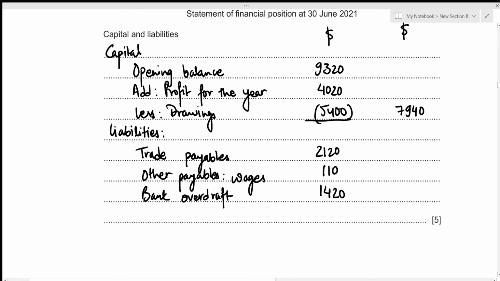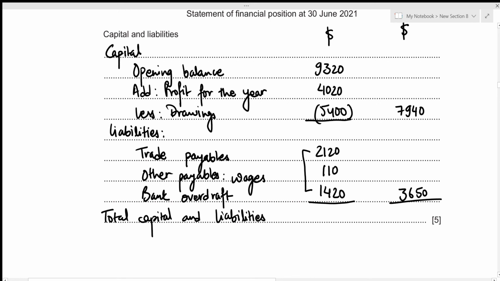Now we need to figure out the total for liabilities. So that's just the sum of these three amounts. So that's 2,120 plus 110 plus 1,420, which gives the total for liabilities to be 3,650. Now we can figure out the total capital and liabilities. So this is just the sum of the capital and liabilities. So that's 7,940 plus 3,650, which gives total capital and liabilities to be 11,590. All right, this concludes the fourth part. Let's move on to the fifth one.